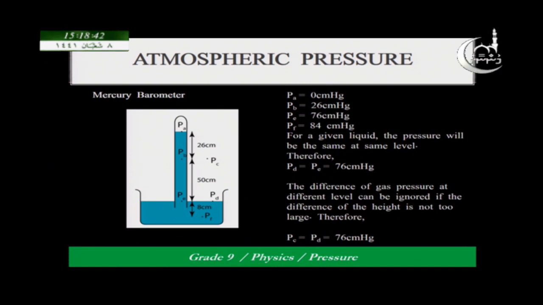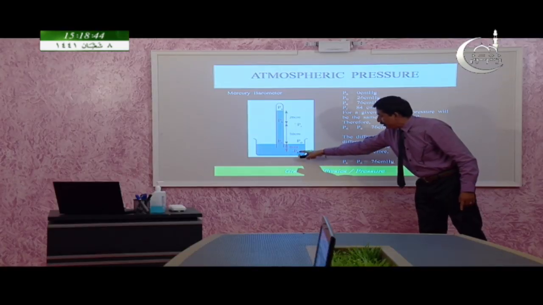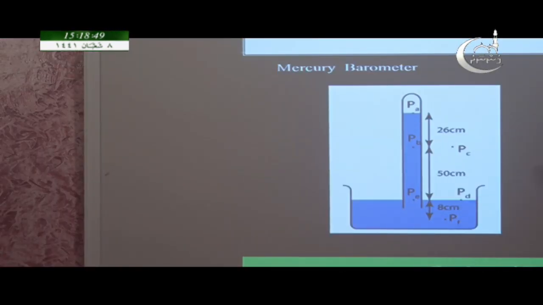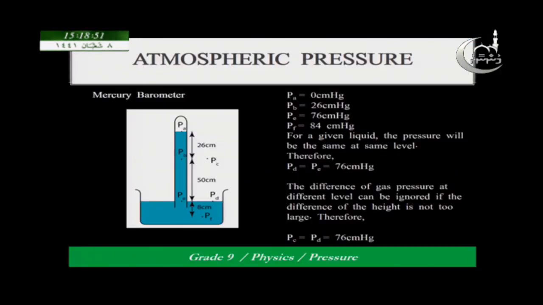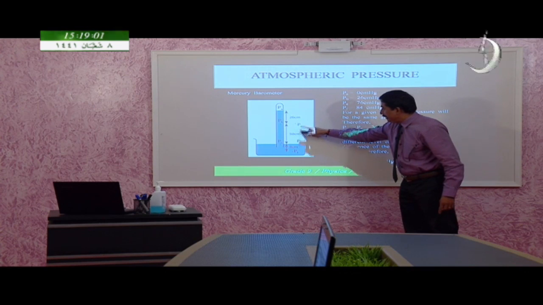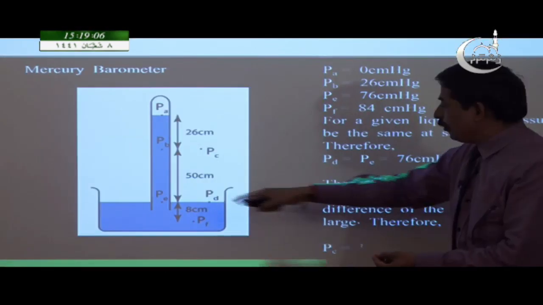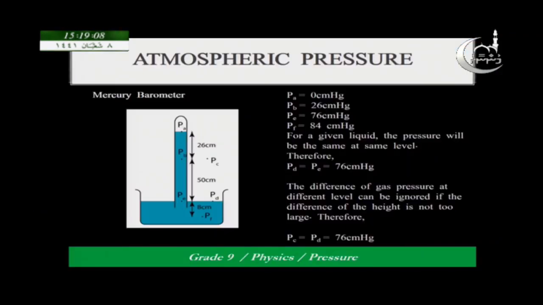If I take another point F here, the pressure at F is this 76 plus this 8. 76 plus 8, 84 centimeter of mercury. Now, for a given liquid, the pressure will be the same at the same level. Therefore, pressure at D and E are equal. So D and C, these two are equal. Why? Because this height is not much difference, only 50 centimeter difference. In that 50 centimeter difference, the pressure won't vary. So these two points have the same pressure.